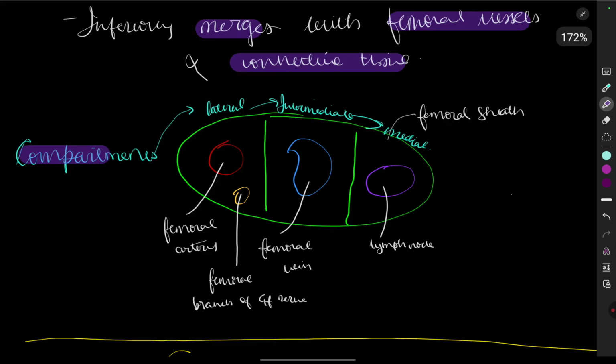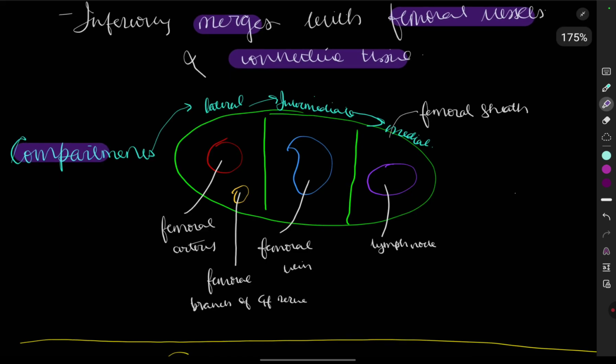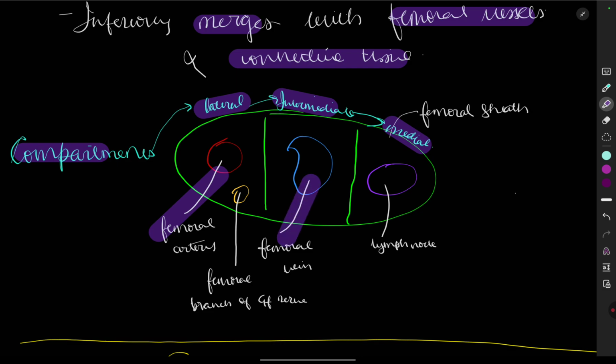The compartments of this sheath are divided into the lateral compartment, the intermediate compartment, and the medial compartment. You should remember in which compartment which vessel is present. In the lateral we have the femoral artery, in the intermediate we have the femoral vein, and in the medial most we have the lymph nodes. Beside the artery, or just below the artery, we have the femoral branch of the genitofemoral nerve, as we have seen above.